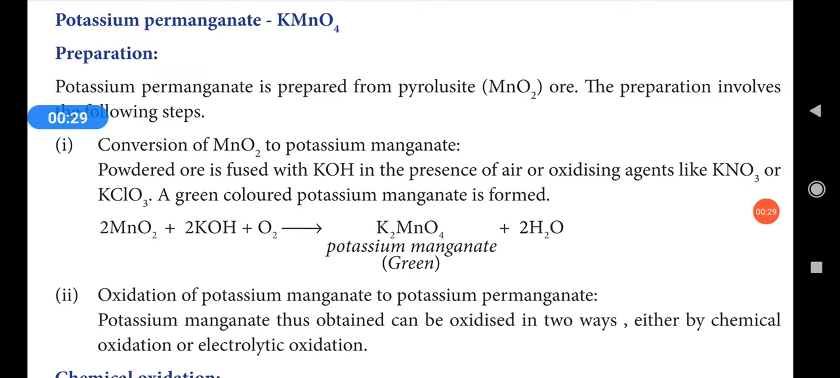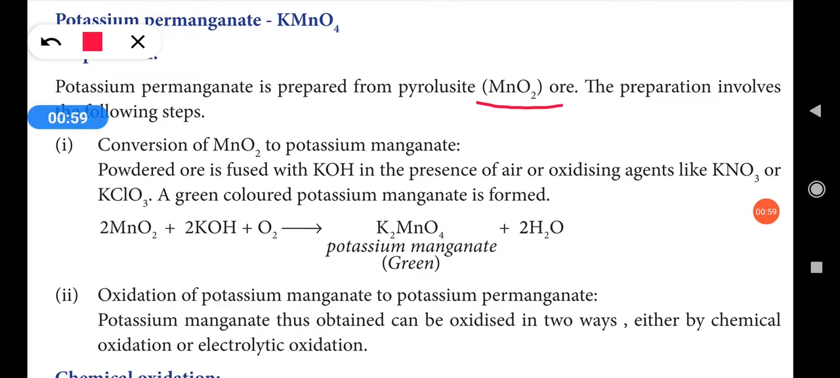So actually potassium permanganate is a very good oxidizing agent. It is prepared from pyrolusite. It is the ore. It is the ore of manganese. So potassium permanganate is prepared from pyrolusite, whose molecular formula is MnO2. The preparation involves two steps. First one, conversion of MnO2 to potassium manganate.